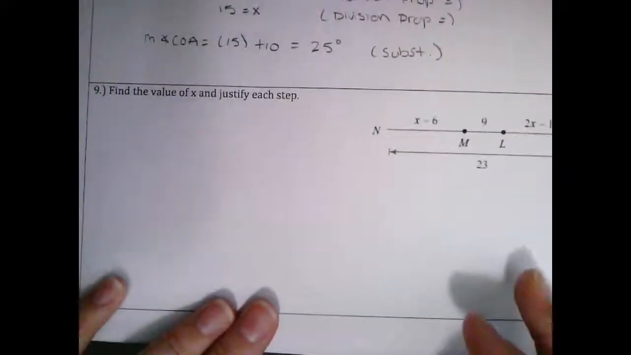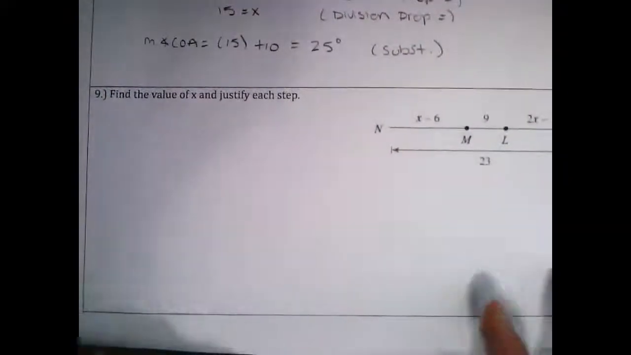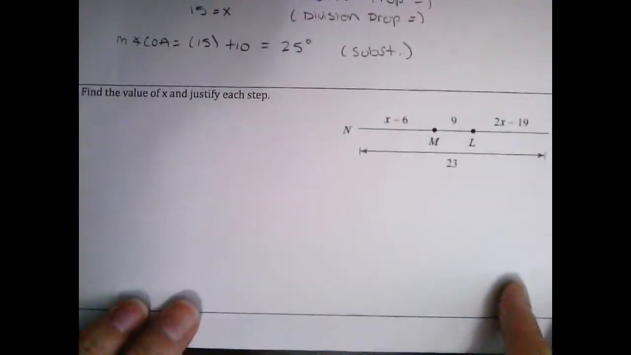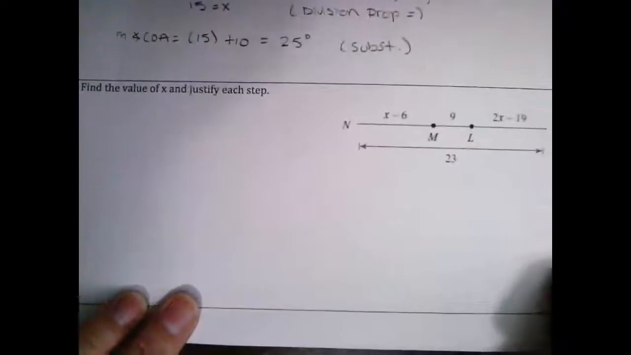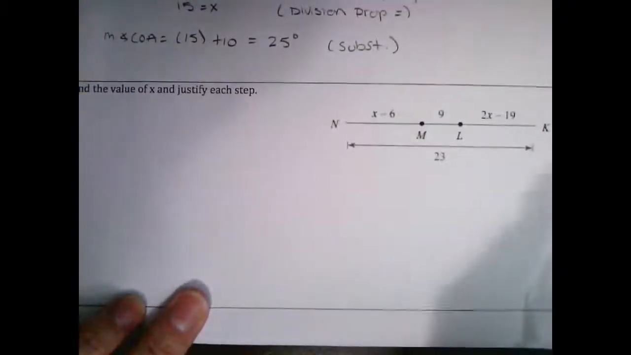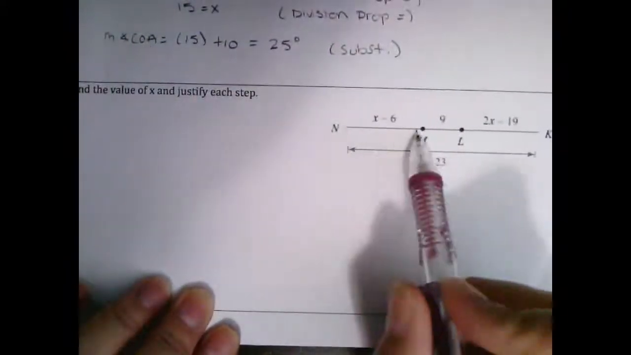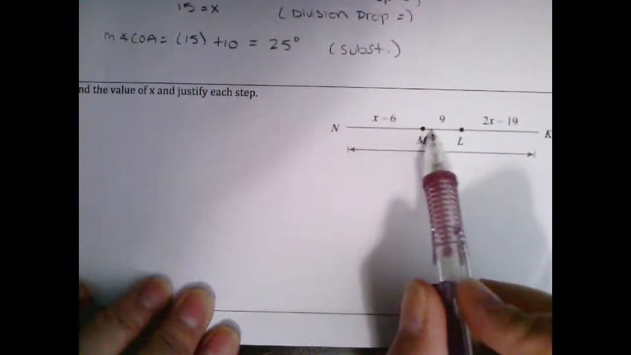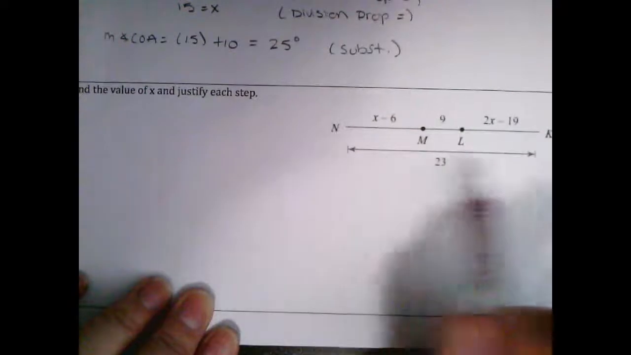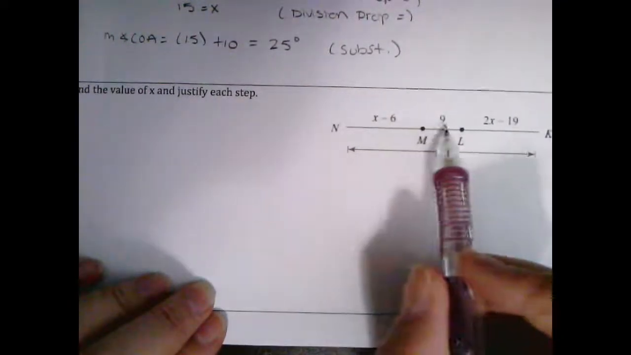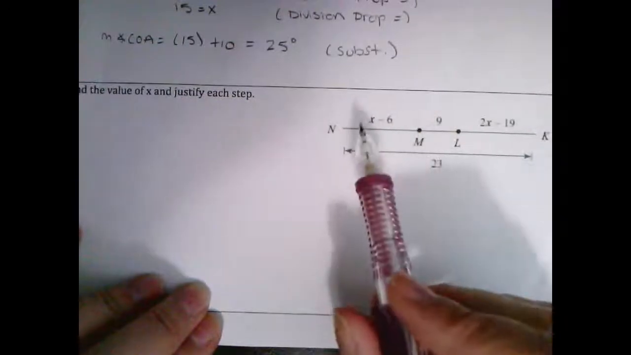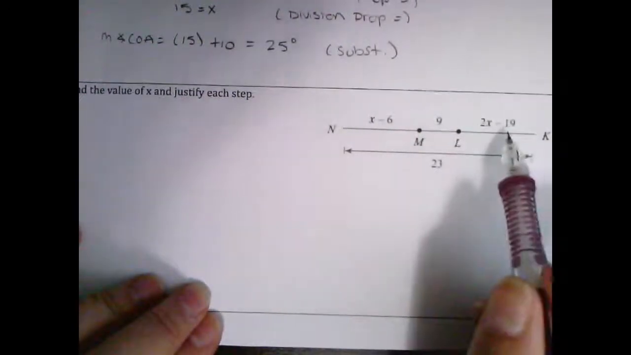For number 9, we are also finding x and justifying each step. So for this one, it's a segment, not an angle. So we have a bunch of little segments, and they all have different labels. So this piece is x minus 6, this is 9, 2x minus 19. The whole thing is 23. So we know that when we take this piece, and this piece, we can add up those pieces to get the long piece. So that's going to be the first thing I write down.